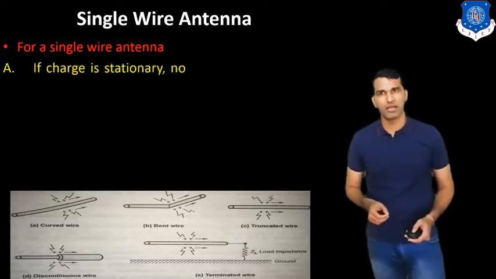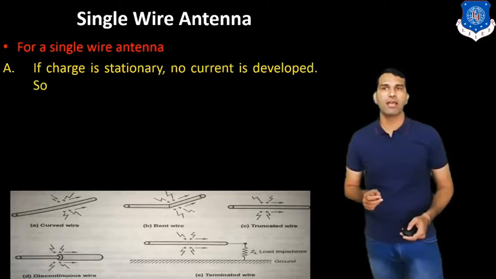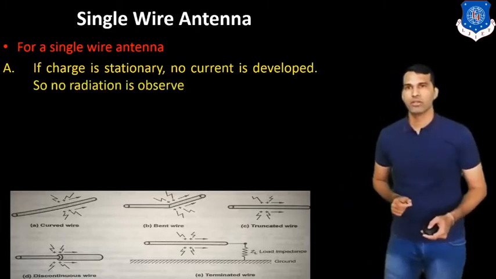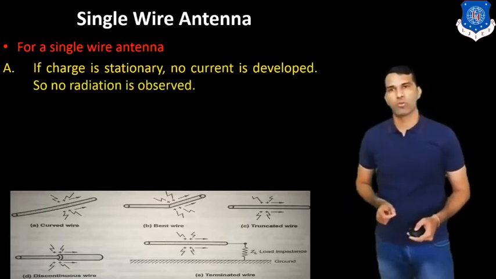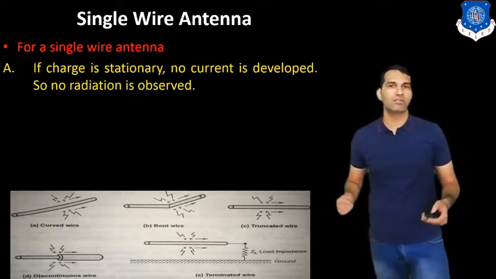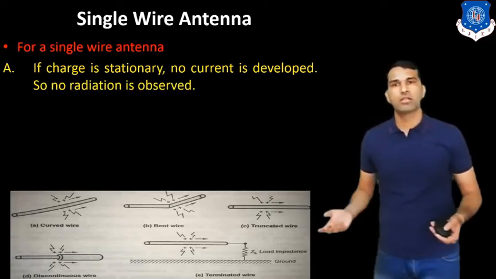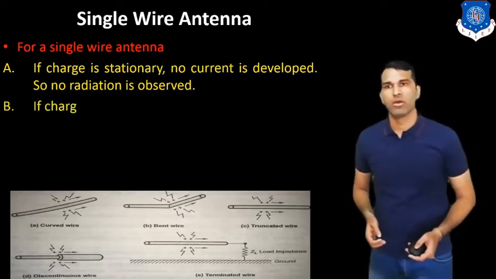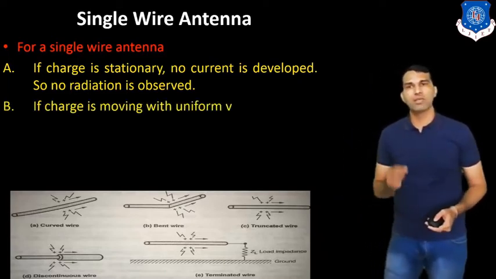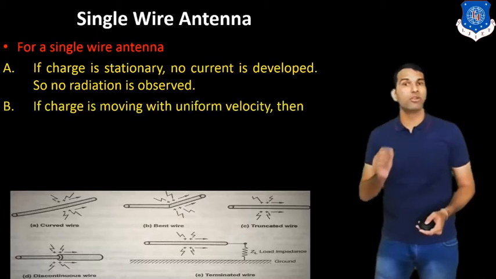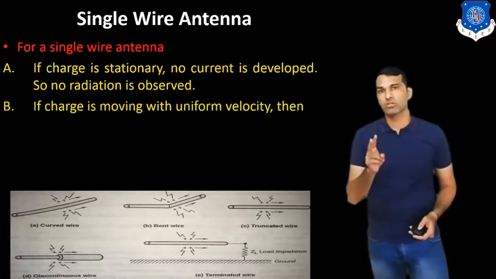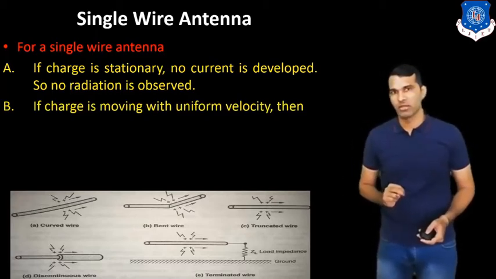The first one: in the single wire antenna, if the charge is stationary, no current is developed, so no radiation is observed because there is no current. The second case is if the charge is moving with uniform velocity, then also two cases come to our mind. Which are they?